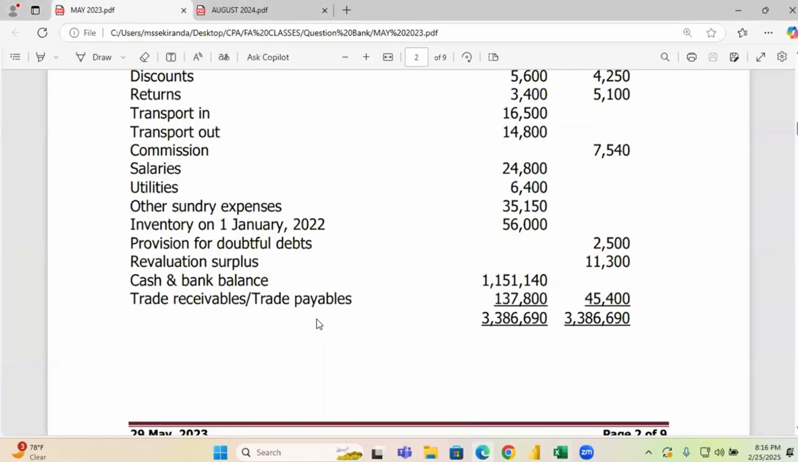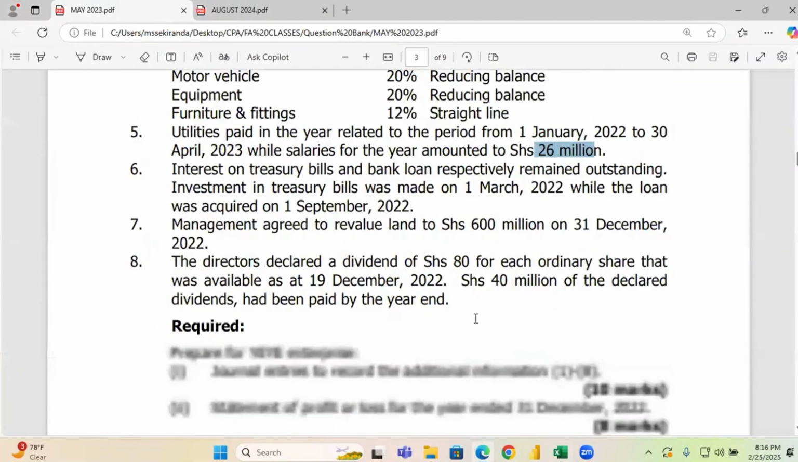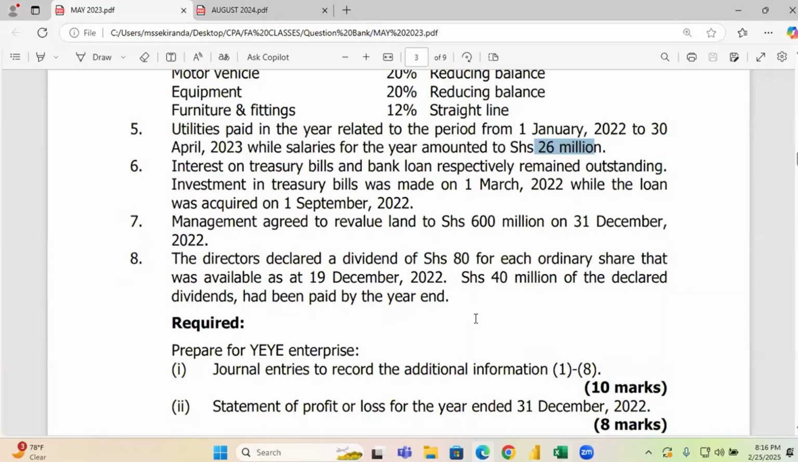So note number 6. Interest on treasury bills and bank loan respectively remained outstanding. And they're telling us that investment in treasury bills was made on 1st March 2022, while the loan was acquired 1st September 2022. So these dates will guide us on how many months we have to recognize our interests.